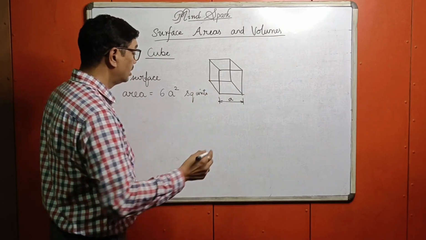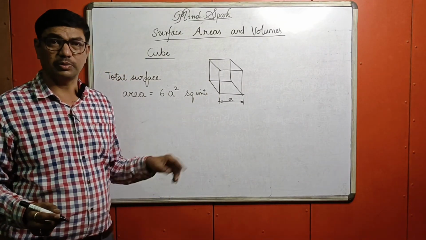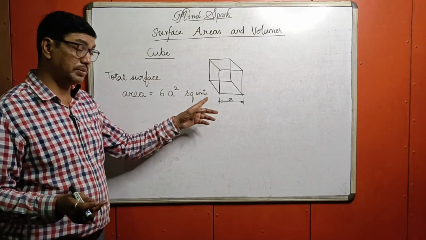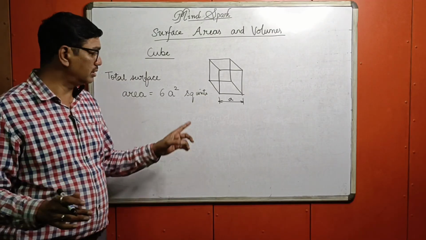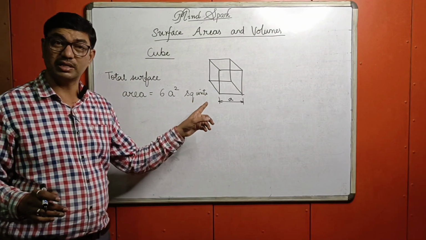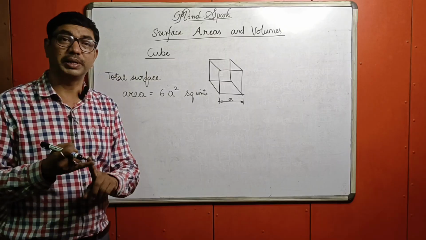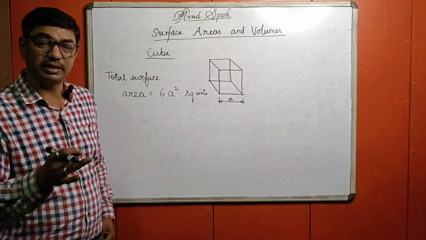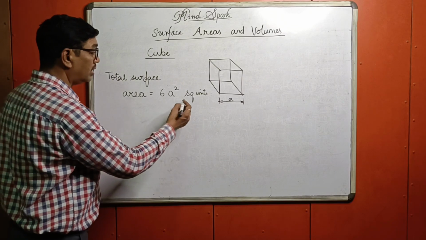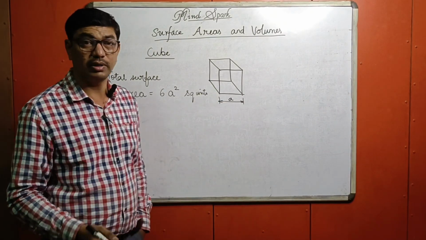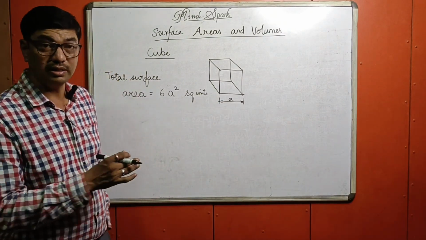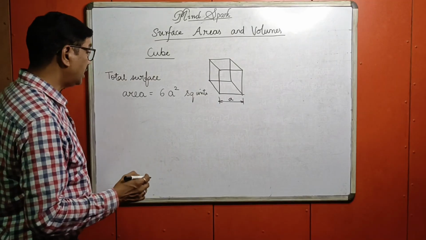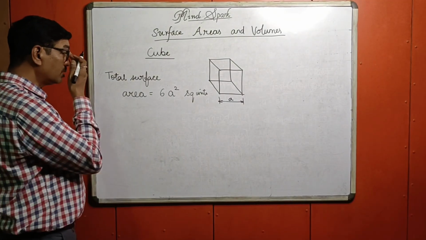One more thing, you have to write the units. Suppose they give centimeter, you write square centimeter. If they don't give anything, then also write square units. If they give meters, write square meter. Centimeter means square centimeter, millimeter means square millimeter. Like that you should write. So 6a square and so many square units. You compulsorily should write the unit. This is the total surface area.